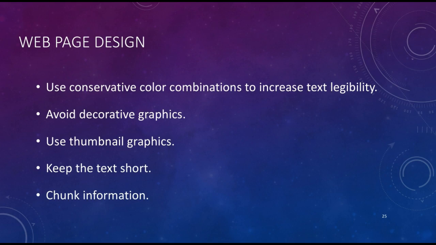When you're designing your web page, use conservative color combinations to increase the text legibility. The more simplistic it is, the easier it is to read and find information. Avoid decorative graphics. Use thumbnail images that your reader can click on that will expand. It just makes it a little bit easier to navigate and to design the page. Keep the text short and always chunk your information. Keep like information together.